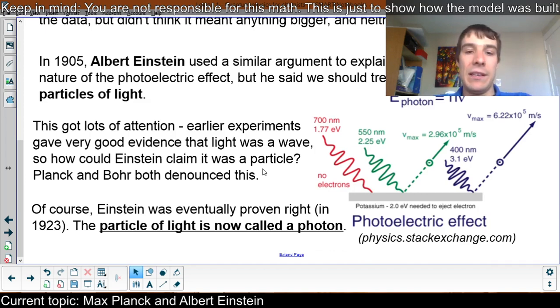Of course, eventually he was proven right. Almost 20 years later, he was proven right that light was a particle. It's now called a photon. And after he was proven right, through other physics experiments that I won't get into, that's when he earned his Nobel Prize, because his treatment was correct.